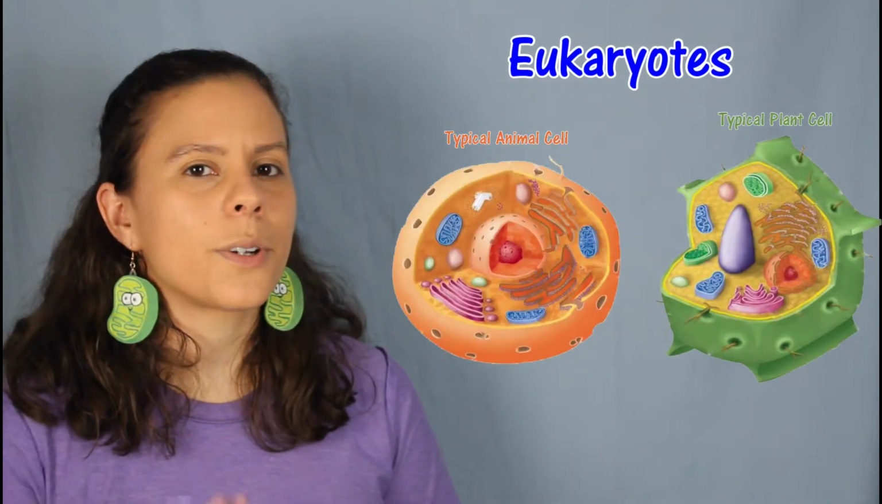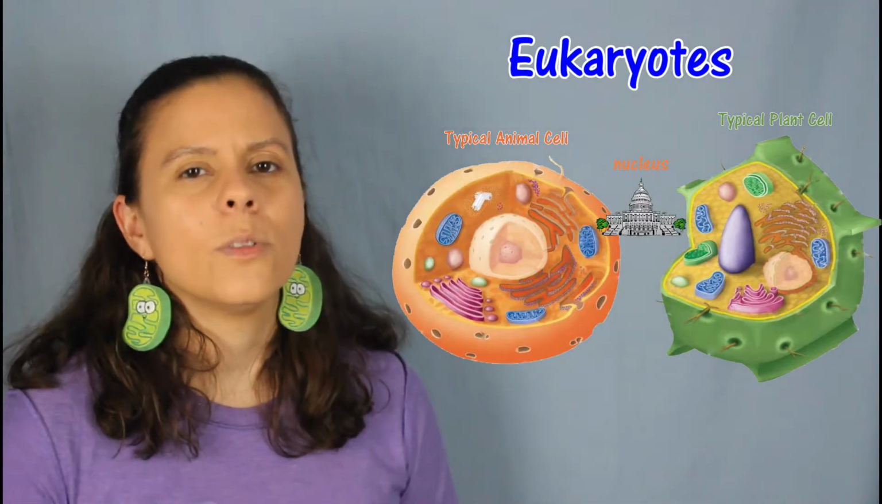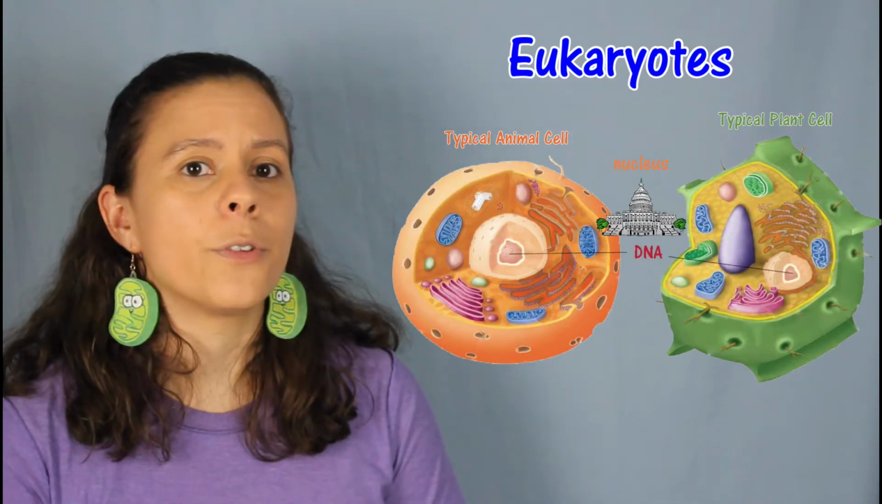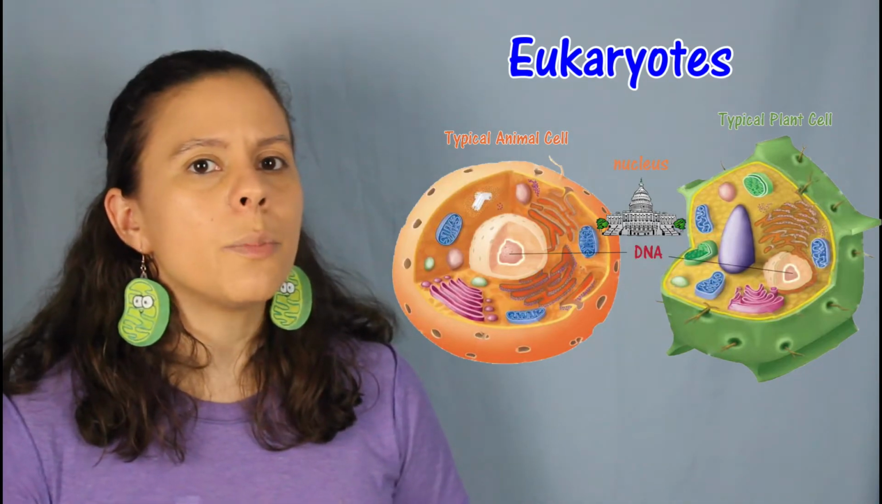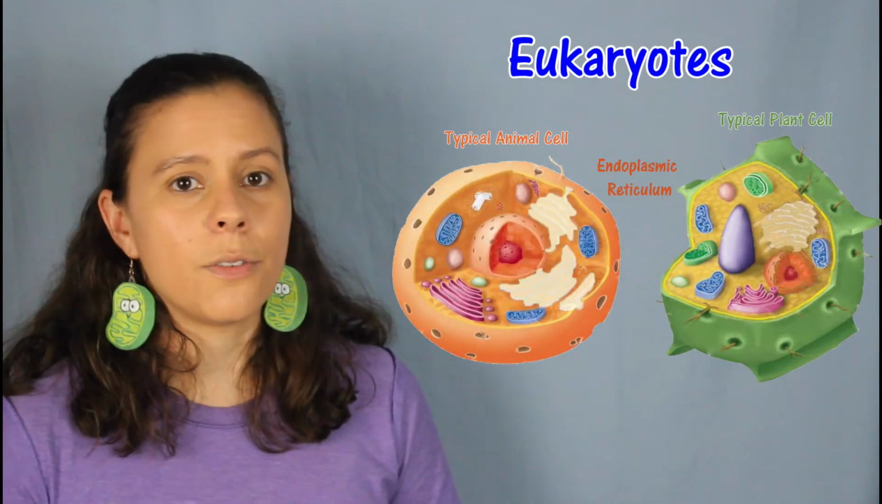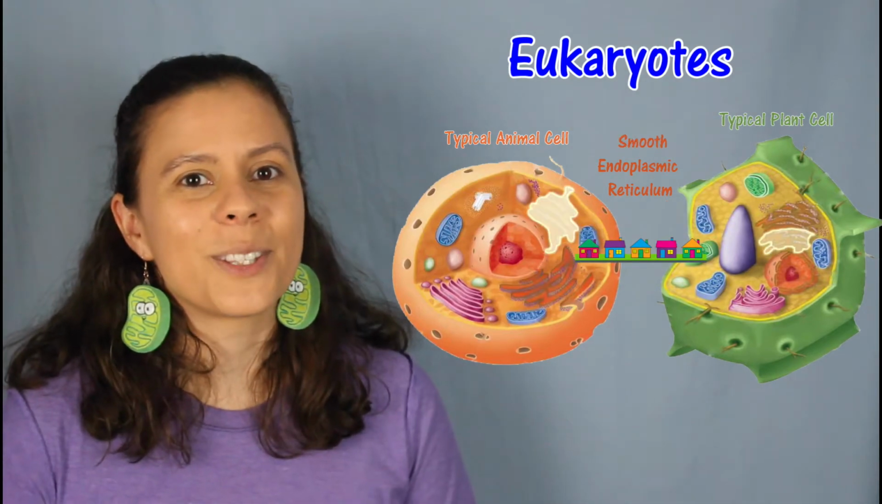Now, let's dive into the eukaryotic cell structure. For one thing, they have a true nucleus, like an executive office, or like the presidential office, which means that their DNA is protected by a physical barrier from the rest of the cytoplasm. The other key buildings in the eukaryotic cell are the endoplasmic reticulum, which I like to think of as a neighborhood. The rough side has the schools, yeah, teachers have it tough, and the smooth side doesn't.